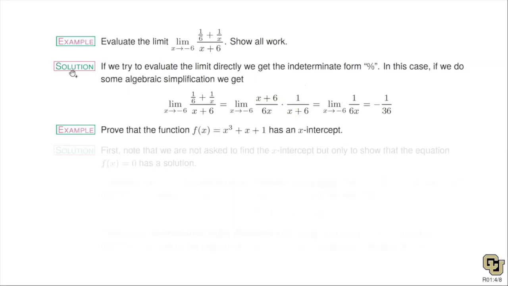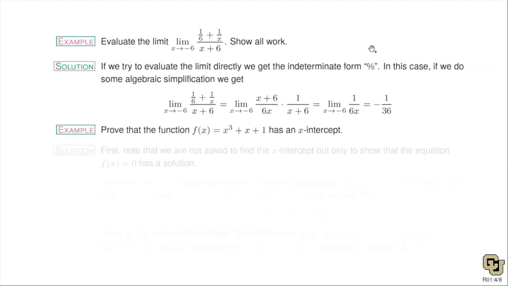So as I said, we have two named theorems in this class: squeeze theorem and intermediate value theorem. Typically, when you have a named theorem, those are the ones we tend to focus on if we have to ask you a theorem question. So here it says, prove that the function f of x equal to x cubed plus x plus 1 has an x-intercept.